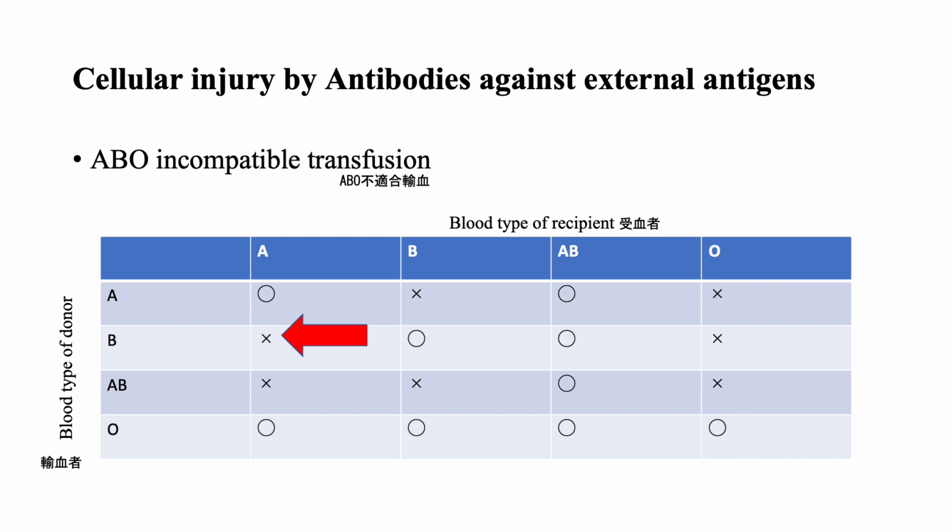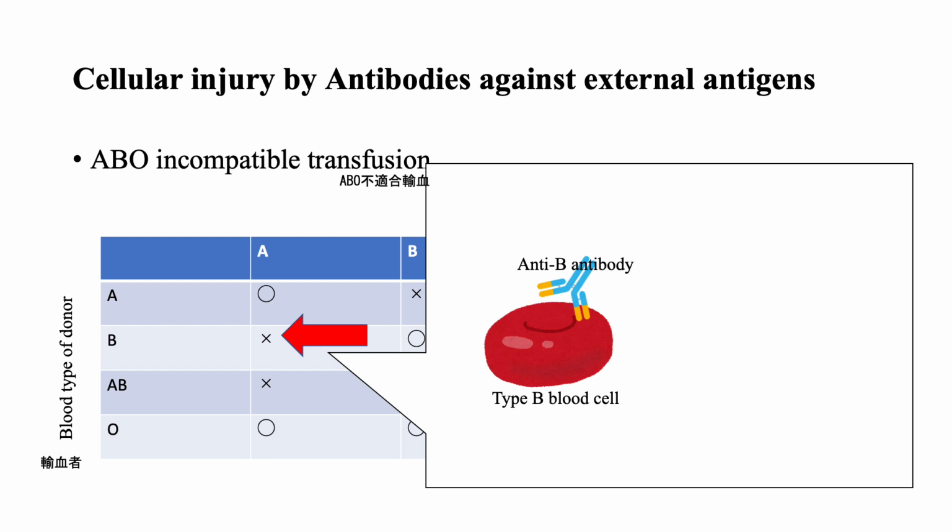For instance, a person with type A has A antigen and anti-B antibodies. Therefore, a transfusion of type A recipient with type B erythrocytes will cause hemolysis. This is a typical example of type 2 hypersensitivity.